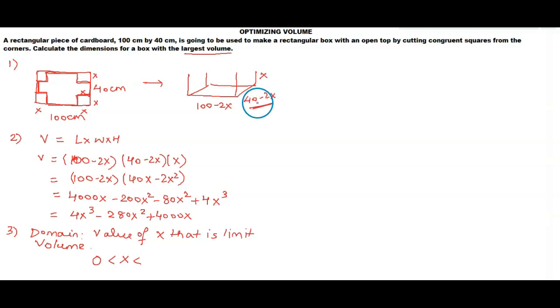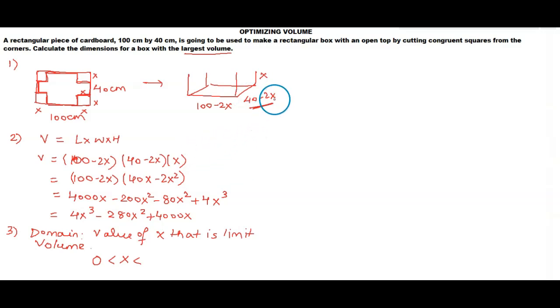Let's say if x is 20, 2 times 20 is 40, 40 minus 40 will be 0. So 20 is the value of x that can make this width 0. Alright, now if 20 is the value of x that is going to make this width 0, we cannot have anything greater than 20.